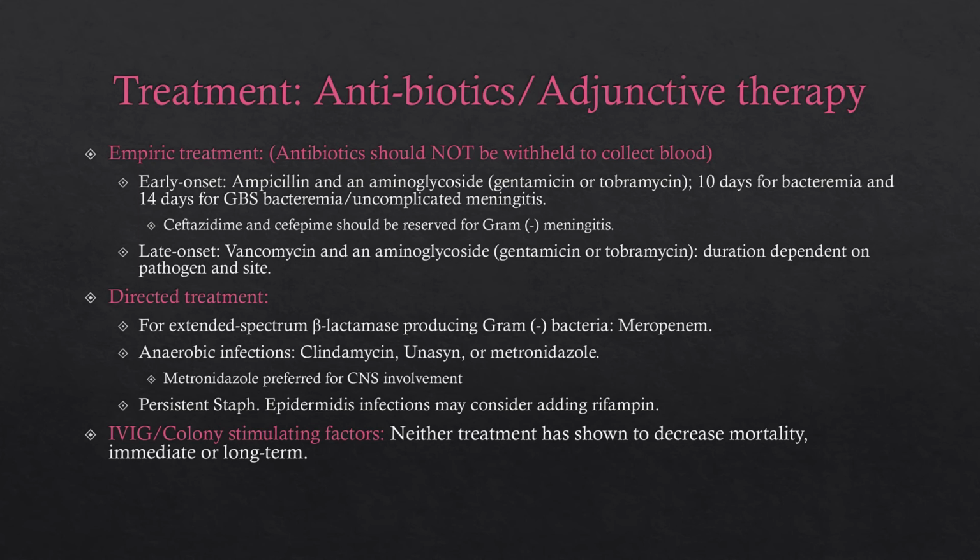So early onset empiric treatment, we're looking at ampicillin and an aminoglycoside. I know right now at Hendrix we're using tobramycin, and these will be given for 10 days for bacteremia and 14 days for GBS or meningitis. If we do have gram-negative meningitis, that's when we'll use third and fourth gen cephalosporins, so ceftazidime or cefepime. And then late onset, we're going to use vancomycin and an aminoglycoside.